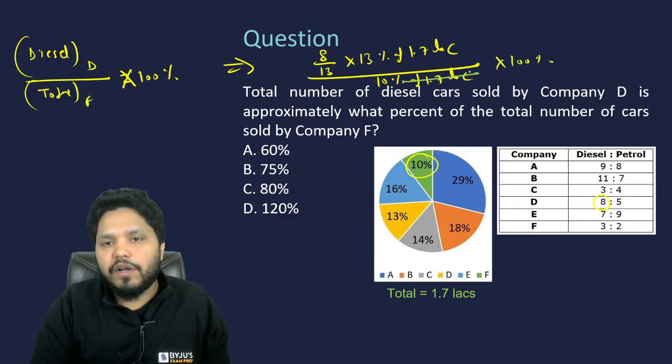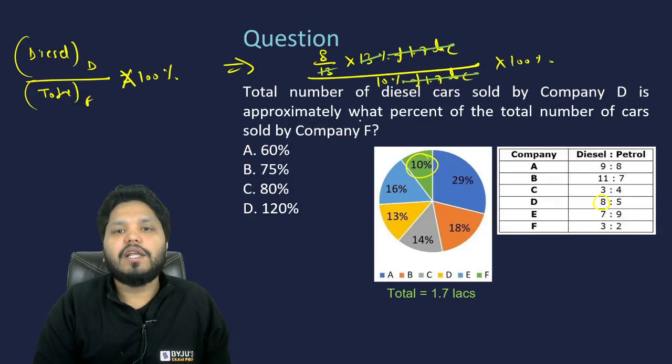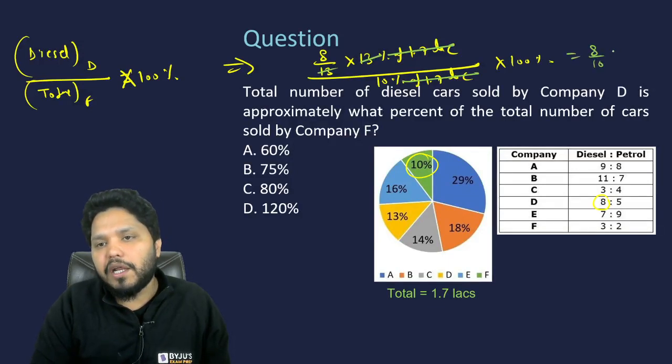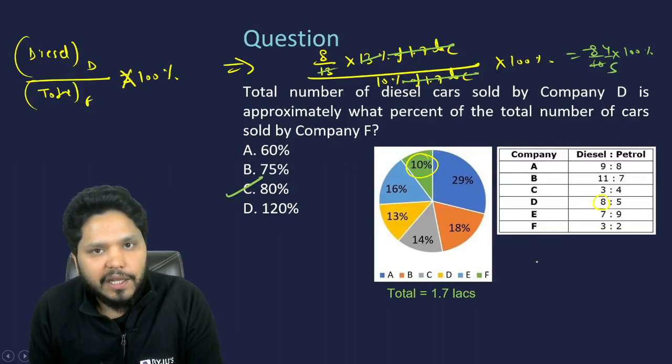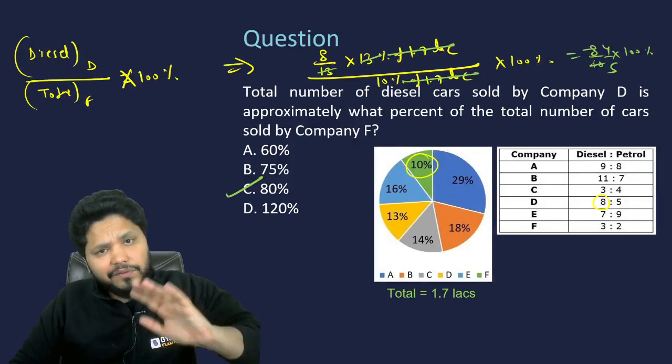Please don't solve till the last so that calculation becomes easy for you. So percentage of 1.7 lakh will get cancelled out, 13 cancels. This becomes 8 by 10 into 100. What is 8 by 10? That is 4 by 5, and 4 by 5 is 80%. So the answer here becomes 80%, and it becomes very easy for you.